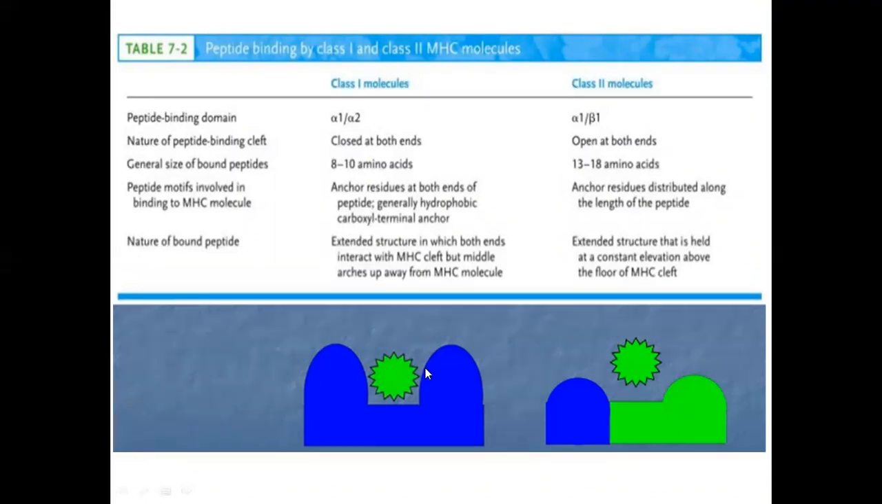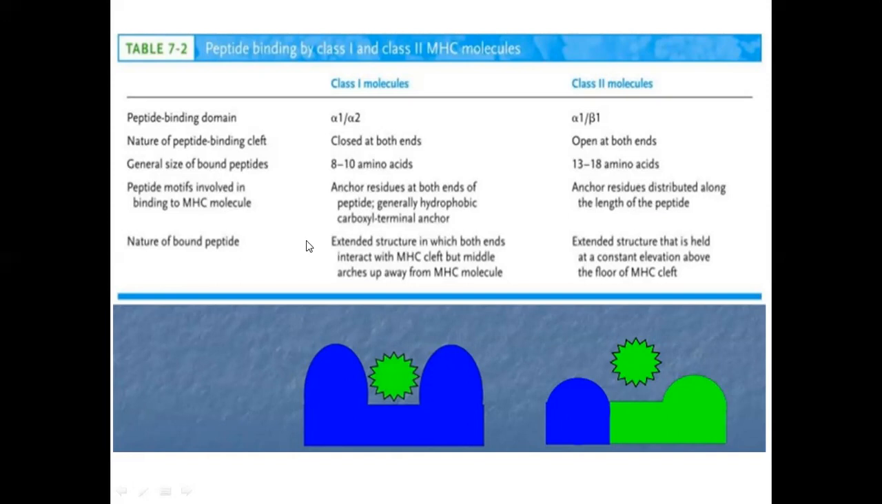In class 2, it is open at both the ends. The general size of bound peptides is 8 to 10 amino acids in class 1 and 13 to 18 amino acids in class 2. For peptide motifs involved in binding to MHC molecules, in class 1 the anchor residues are at both the ends of the peptide, with a generally hydrophobic carboxy terminal anchor. In class 2, the anchor residues are distributed along the length of the peptide.